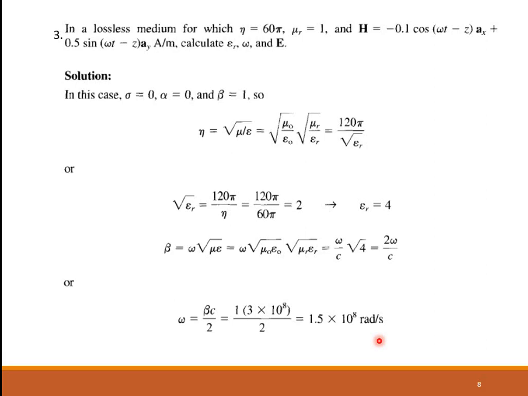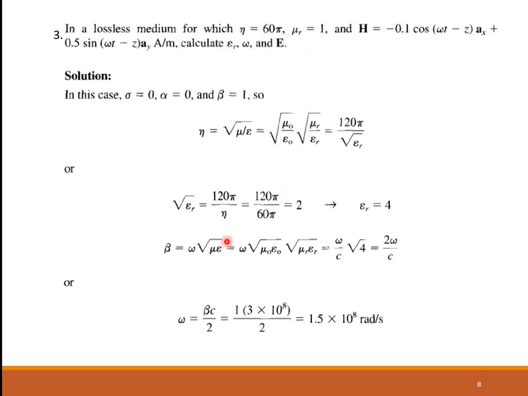So here eta is given, mu r is given, h is given. You have to calculate epsilon r, mu and e. So sigma is 0, alpha is 0 because the medium is a lossless medium. Beta is 1, how did we get beta 1? From here, cos omega t minus beta x. So beta is 1. This is the expression for intrinsic impedance for a lossless medium. This you should be knowing. So here the only unknown that you have is epsilon r. So direct substitution problem. Substitute and find out epsilon r.